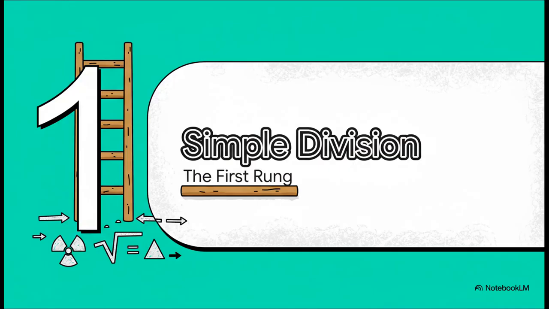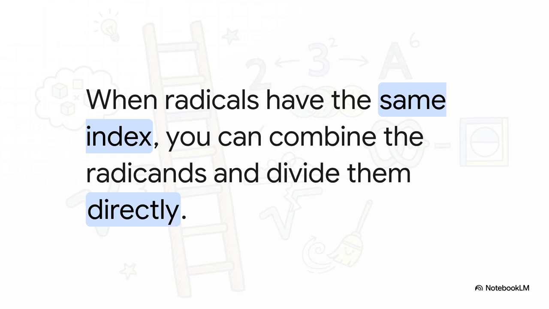All right, let's step onto the very first rung of our ladder. This is simple division. This is where the numbers are going to play nicely together. It's really the most straightforward kind of problem you'll ever see with these. The easiest case, by far, is when the radicals have the same index. That little number tucked into the check mark of the radical sign. If you're dividing a cube root by another cube root or a square root by another square root, the process is super direct. You can probably even guess what to do.